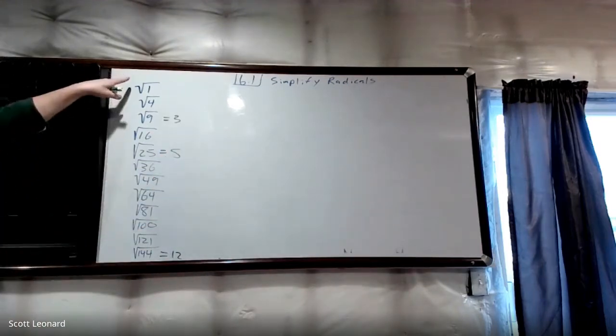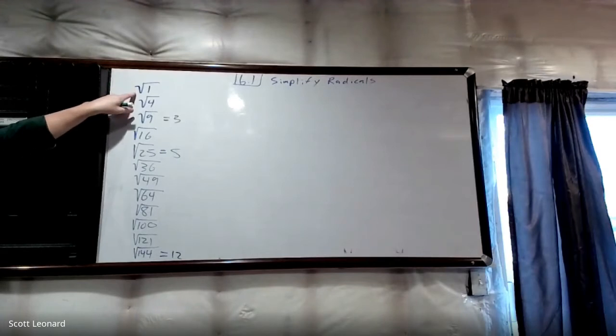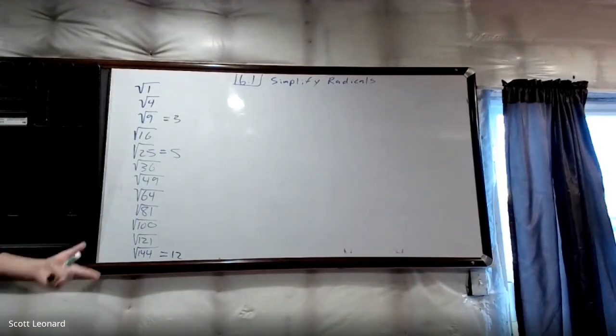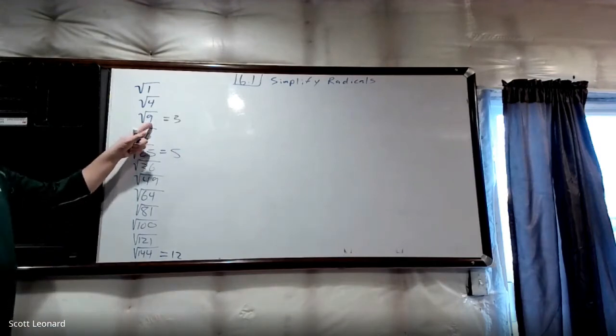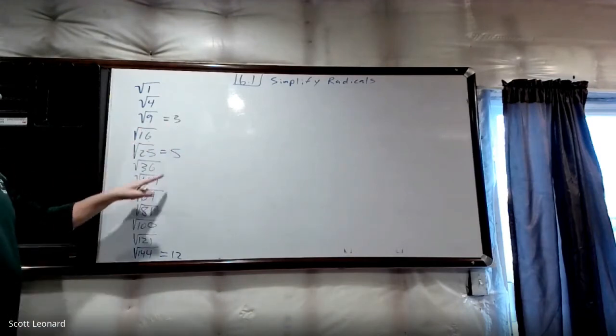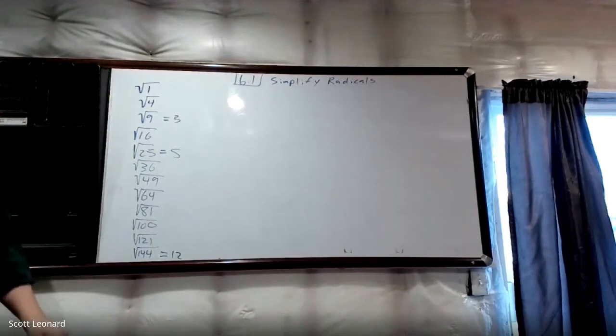You can fill in the blanks here if you want to do that. Square root of 1 is 1, square root of 4 is 2. Once again, these numbers are created by what number times itself will give us 9. 3 times 3 gives us 9. 5 times 5 gives us 25.